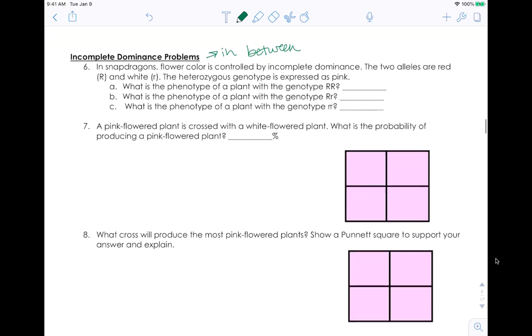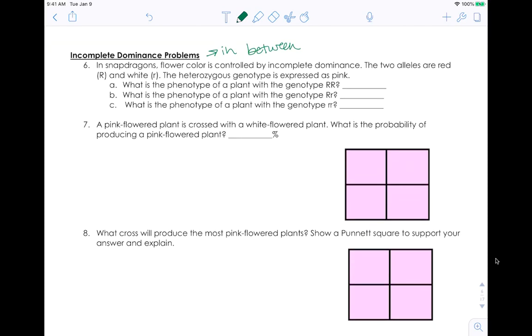So incomplete is going to be in between. So we're going to see a mix or a blend. Okay, so in snapdragons, this again is where this was discovered. That's why you always hear about snapdragons. It's a flower. So flower color is controlled by incomplete dominance. There are two different alleles, red and white. I don't know why they do this like this. This is still wrong. It's codominant, so both letters are capital, and you do it like this. This is just wrong. Okay.